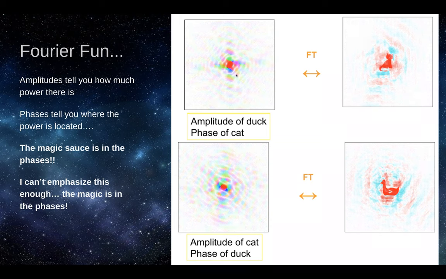And you can see here, on the left, we have the amplitude of the duck and the phases of the cat switched, right? So in the top here, you have the phases of the cat and the amplitudes of the duck, and we get a cat back, albeit with a bit of noise. And on the bottom, you have the amplitudes of the cat and the phases of the duck. And right here, we Fourier transform it, and we get the duck back. This is really important to know, especially if you want to go more deeply into how this actually works. So the information is in the phases.